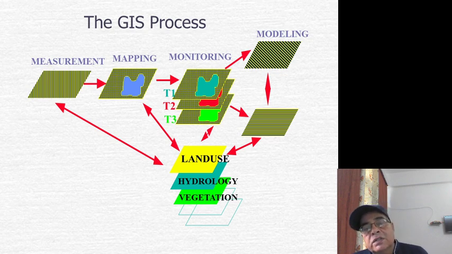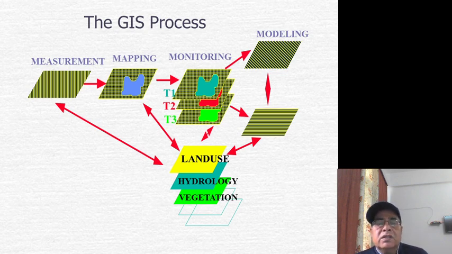We want to see the changes in a particular class, and then we are studying in a temporal way. For example, we have the data of 1980, 1990, 2000, 2010, then 2020, right? So we want to see how these things are behaving. So we are going to see the changes with respect to time, so that is monitoring.